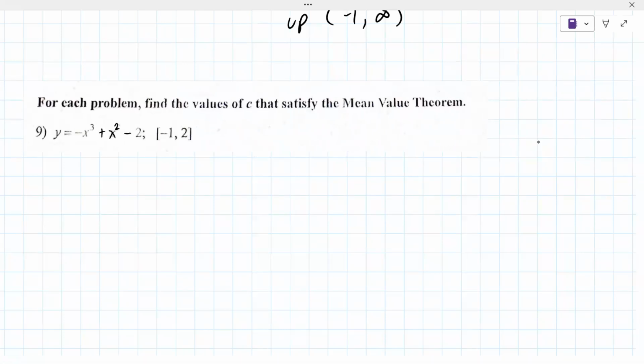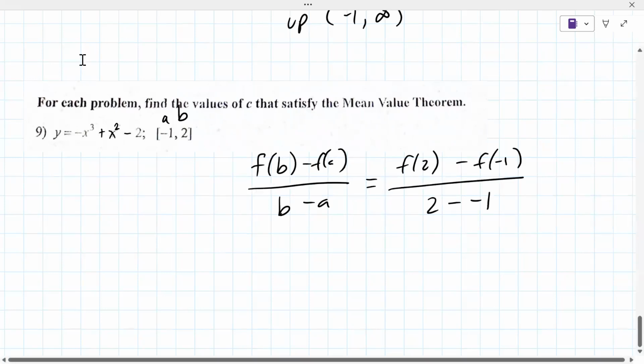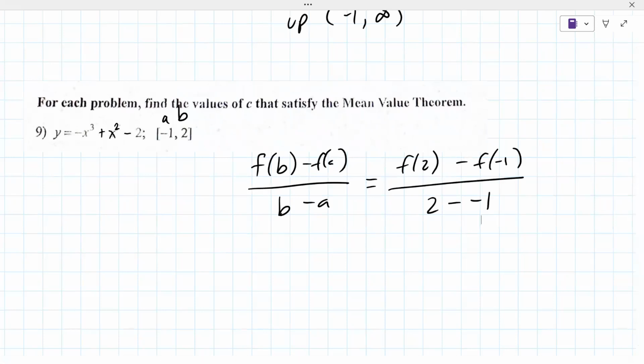So the first thing is you have to find f of b minus f of a over b minus a. That's your a, that's your b. So you have to find f of 2 minus f of -1 over 2 minus the -1. Could you find either one? Do you want to find f of 2 or f of -1 for us? I'll do f of 2. All right, let me know what you come up with.